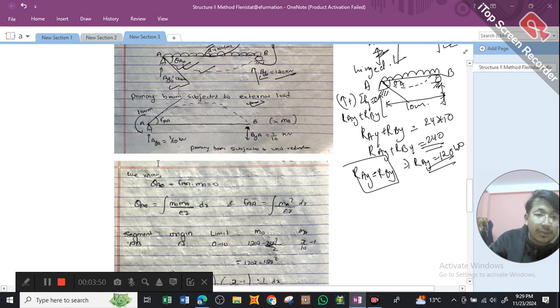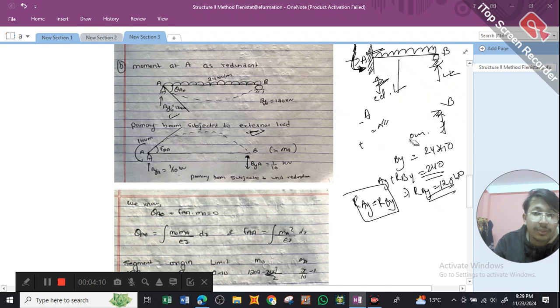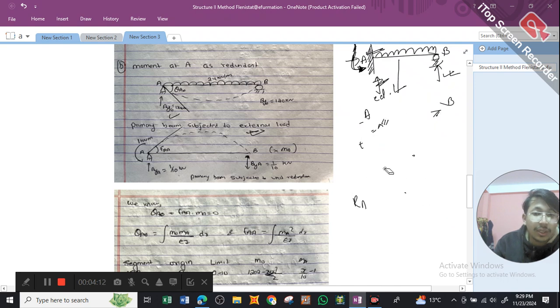Next we have our primary beam subject to unit redundant. In the previous case scenario, where we took the support reaction at B as redundant, we applied our unit load at B. In this case scenario, where we have taken the moment at A as redundant, we will take a unit moment at point A, as shown over here.